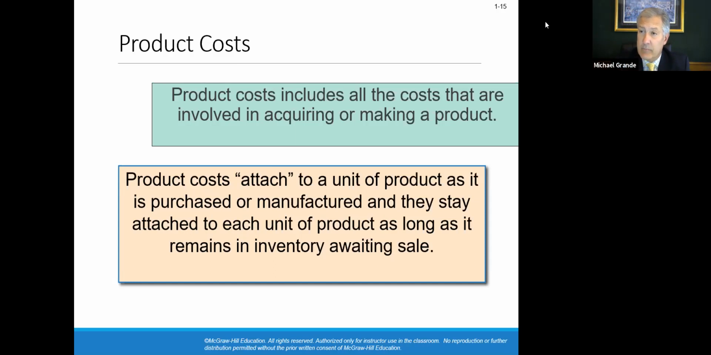wood, hardware, labor, manufacturing overhead, all of those costs do not get expensed. They get put on the balance sheet until such time as we sell it, and then the cost goes into the cost of goods sold.